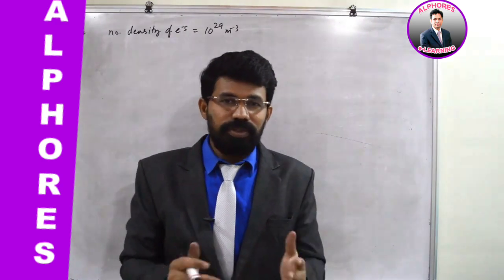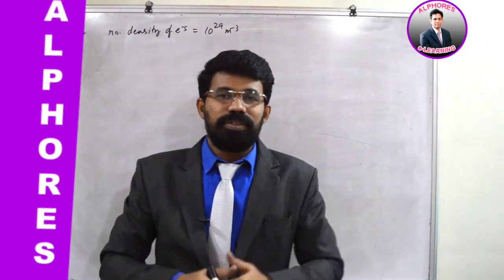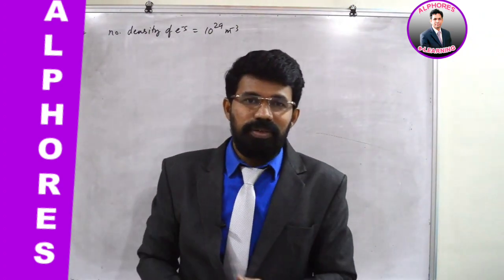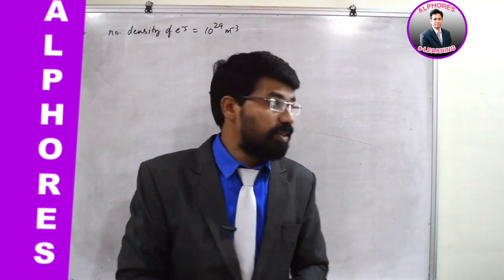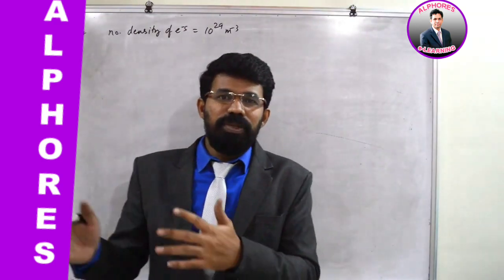Okay, so to make sure that there will be a net flow, what do you have to do? You have to supply sufficient potential difference, or create a potential difference, or apply some electric field. Once the electric field is created, what happens? Suddenly there will be a drift.